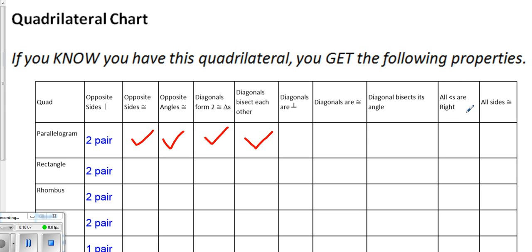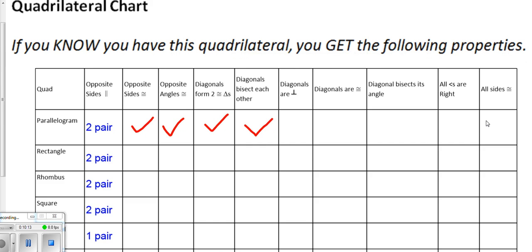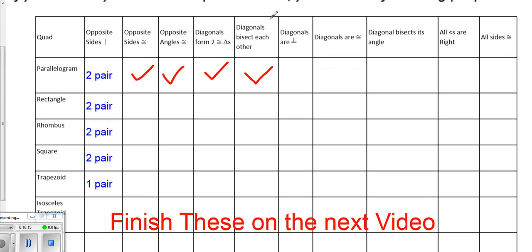Are all the angles right angles? Again, not always true for a parallelogram. Are all the sides congruent to each other? Not always true for a parallelogram. Everything that's true for a parallelogram has to be true for a rectangle, has to be true for a rhombus, and has to be true for a square, because all of these things are parallelograms.